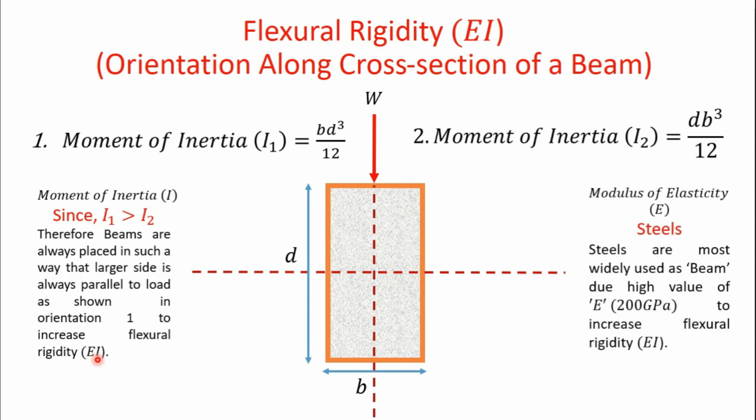And one important point is that to increase I, you have seen the orientation, and for E we have to use steel, because steels are most widely used as a beam due to the high value of E, that is 200 gigapascal, to increase the flexural rigidity, which is E into I. Both ways, you can see that by using the correct orientation of a beam, most of the beams are placed in this way to increase the moment of inertia I, and using steel in turn increases the modulus of elasticity E. So steels are most widely used as a beam, and the product of both will increase E into I, and while you increase E into I, you will reduce the deflection of a beam Y.